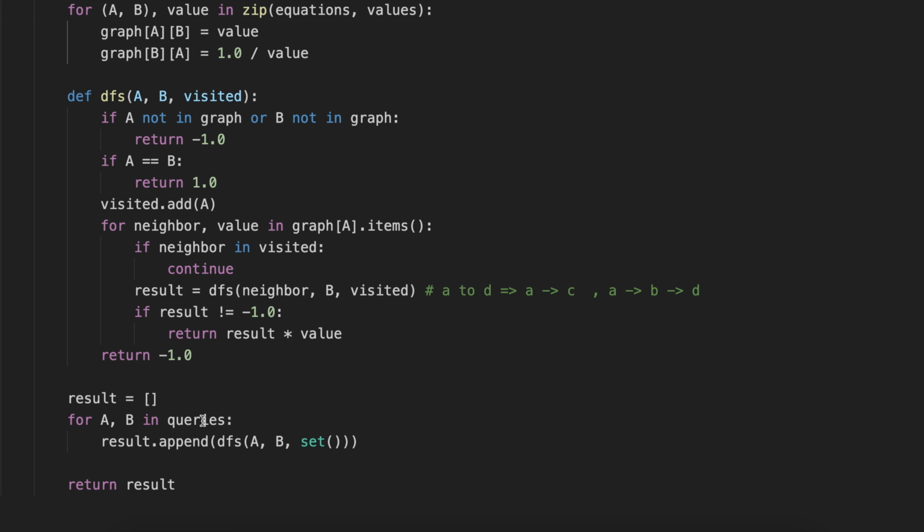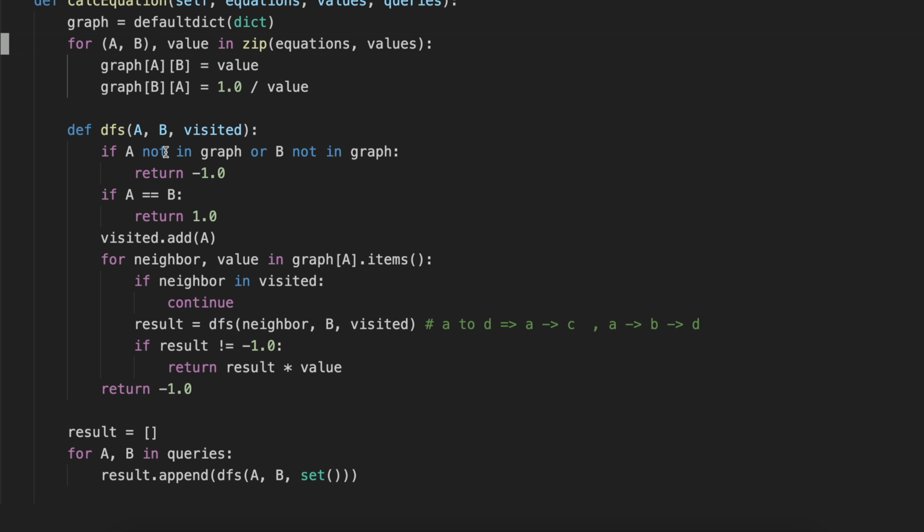After forming our graph, we are creating an array of results, and we are going over our queries. We are DFS searching, for example, let's say that we need the value of a to d. So a is the start node, and b is the target d, and also we are passing here a set where we are storing each node, so as not to revisit them again. In our DFS function, the first thing that we are checking is that if a is not in our graph, or b is not in our graph, then in that case we are returning -1.